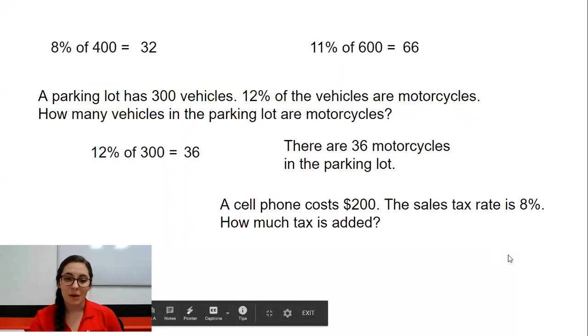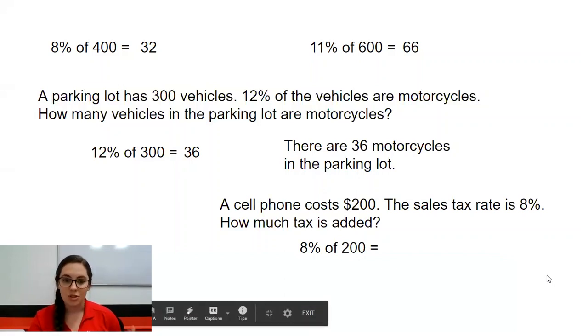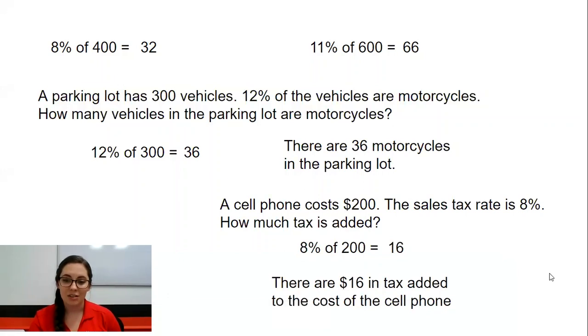Then my next question is about a cell phone. So a cell phone costs $200 and the sales rate is 8%. And I want to know how much tax is added. So really what this problem is asking me to do is find 8% of 200. So 200s, 8 times 2, that's going to give me 16. So the amount of sales tax added on to the price of the phone is going to be $16.